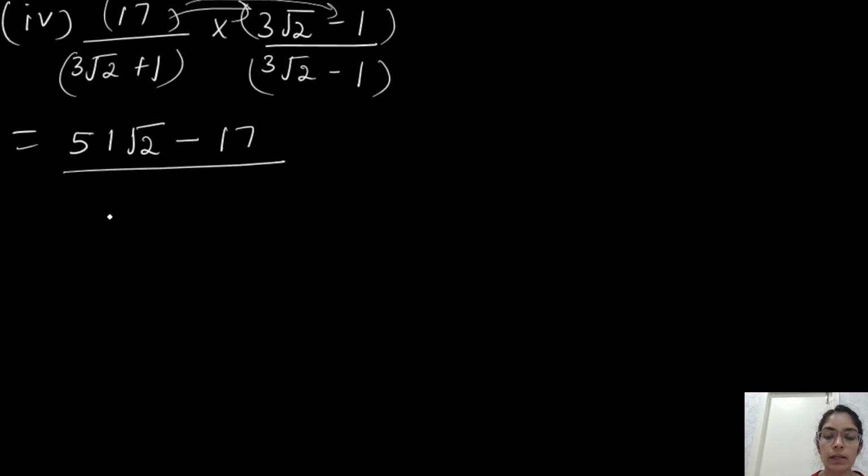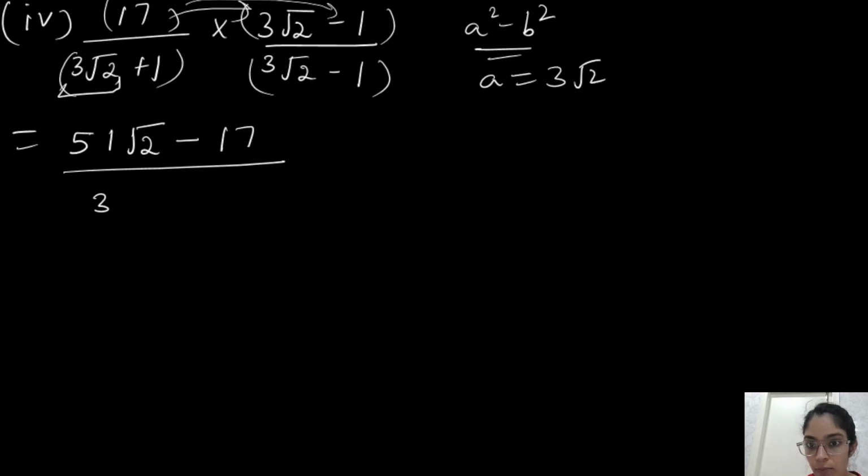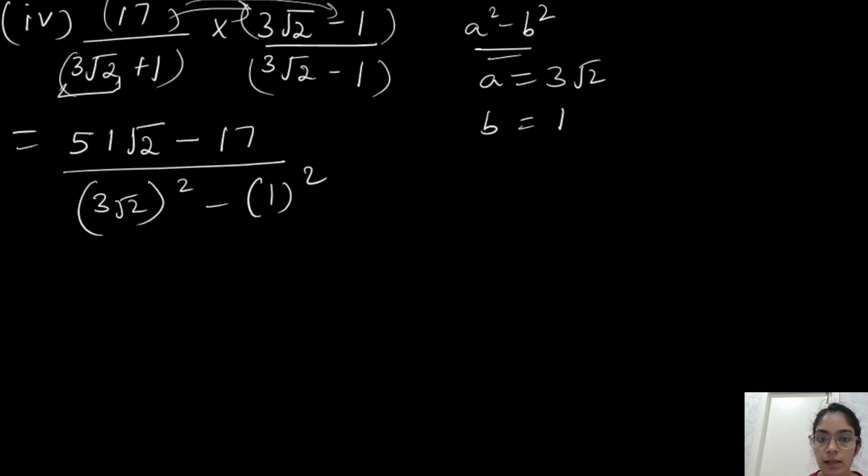Then the denominator, I have already told you, a square minus b square, because this is a plus b into a minus b. What is our a? You have to be very careful: first number will always be a, 3 root 2, and second number will always be b. So 3 root 2 squared minus 1 squared. Here it is always minus. I have seen students making the mistake of writing this as plus because here first plus is there. No, this is always minus.